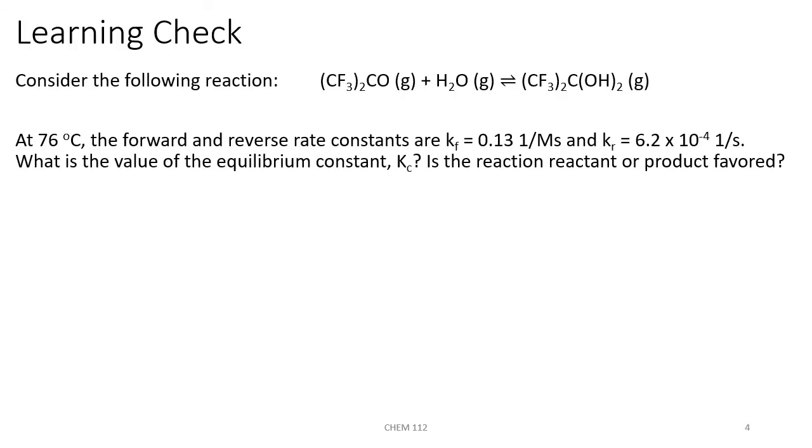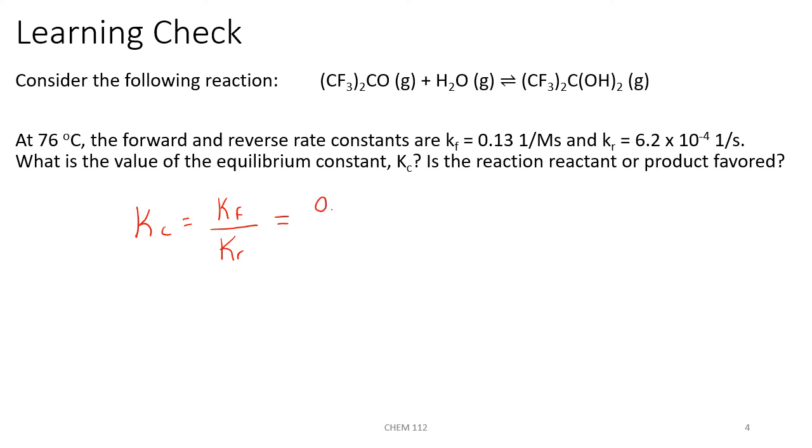Consider the following reaction. At 76 degrees Celsius, the forward and reverse rate constants are K sub F equals 0.13, 1 over molarity times seconds, and K reverse equals 6.2 times 10 to the minus fourth, 1 over seconds. What is the value of the equilibrium constant K sub C? Is the reaction reactant or product favored? So we derived that K sub C could be calculated by taking the rate constant of the forward reaction divided by the rate constant of the reverse reaction.